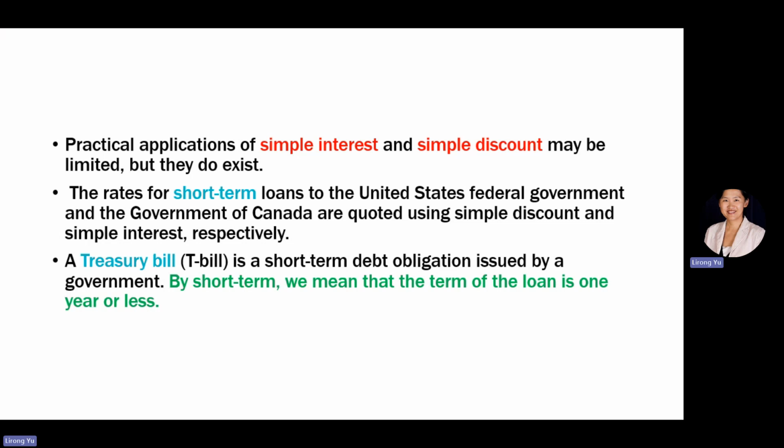According to the book, the United States government bond applies the simple discount format, and the government of Canada uses the simple interest format. Even though they are both in a linear format of the function, they're not identical. The word T-bill, short for treasury bill, is a short-term debt obligation issued by a government. By short term, we mean the term of the loan is a year or less, so not longer than a year.